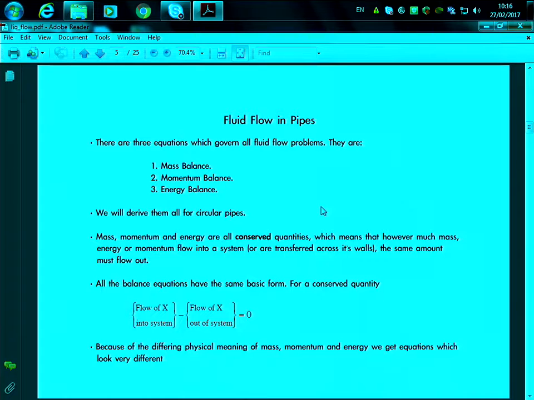What is the difference between momentum balances, energy balances, and mass balances? They are related. Okay, they are related. All tell us something about the fluid that is going. But what does a mass balance tell us? The mass going in and the mass going out.